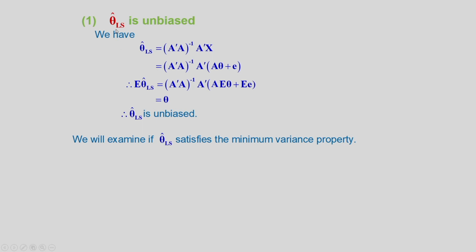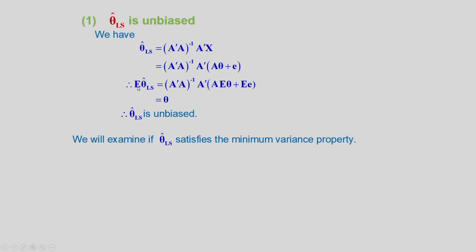First property: theta LS hat is unbiased. We have theta LS hat equal to (A transpose A) whole inverse into A transpose x, and we will substitute x equal to A theta plus E. Therefore, theta LS hat is equal to (A transpose A) whole inverse into A transpose into (A theta plus E) vector.